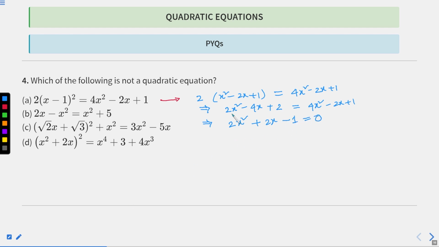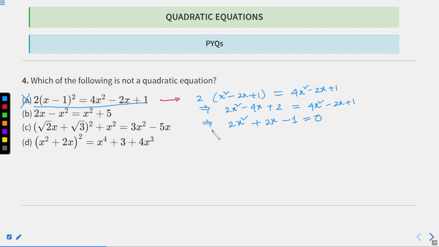Here you can easily see this equation is of the form ax square plus bx plus c is equal to 0. So this equation is a quadratic equation, but according to the question we need the equation which is not a quadratic equation. So according to the question this option is wrong. Option A is a wrong option.